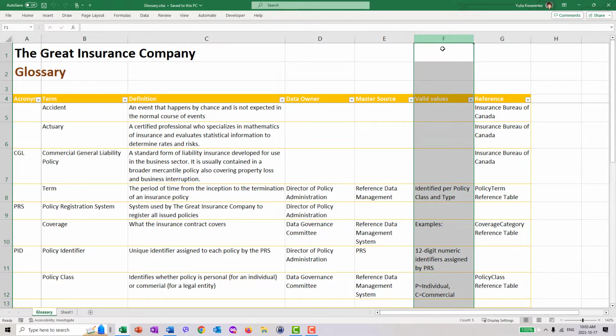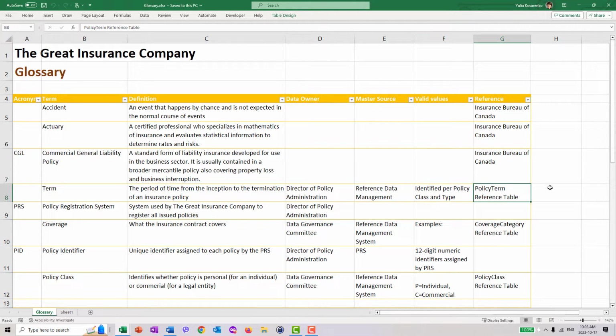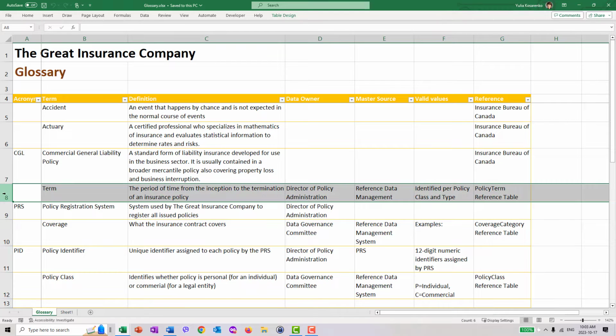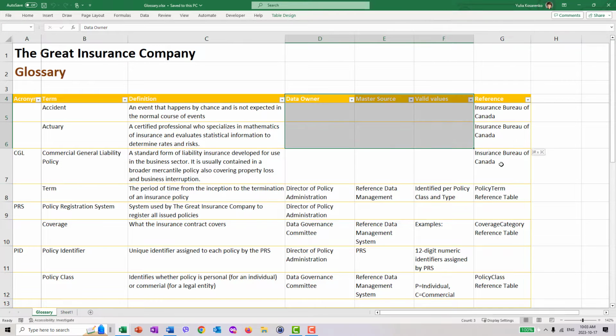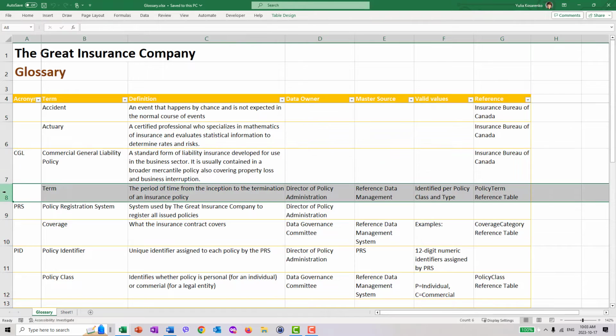In terms of valid values, I may indicate here that valid values for the policy term are actually dependent on policy class and type. And I am indicating that there is a reference table called policy term where this information is stored for the Great Insurance Company. So these fields here provide some metadata that helps me understand where to look things up, how to understand valid values, and who to ask for more questions.